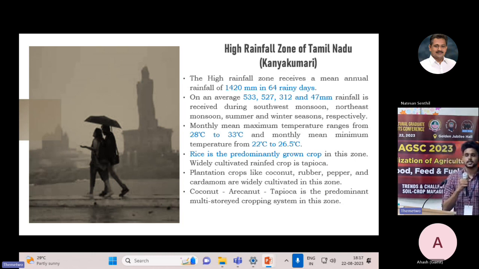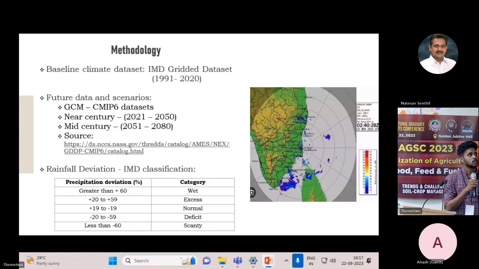The predominant crop here is rice, and moreover, since it is located in a coastal area, plantation crops are most preferable. The plantation crops coconut, rubber, pepper, and cardamom are widely cultivated in this zone. The cropping pattern mostly followed is coconut, areca nut, and tapioca. Next. Here I have analyzed rainfall deviation for the future climatic scenario.